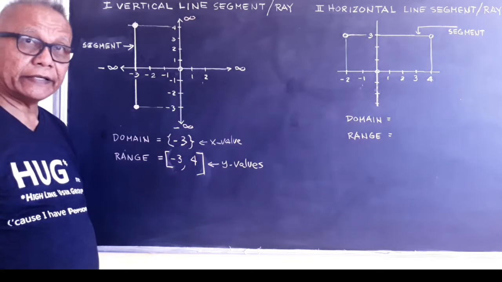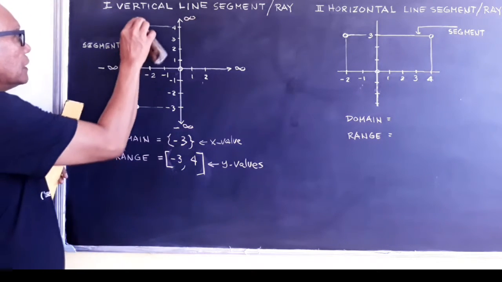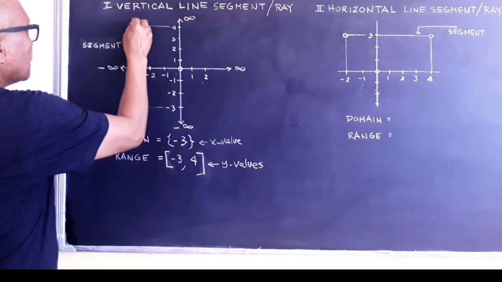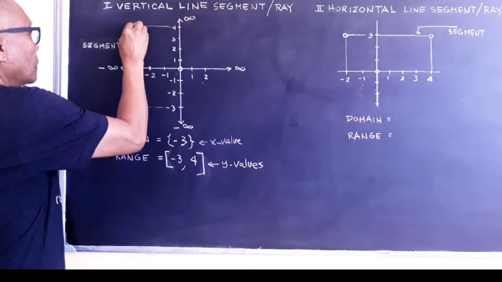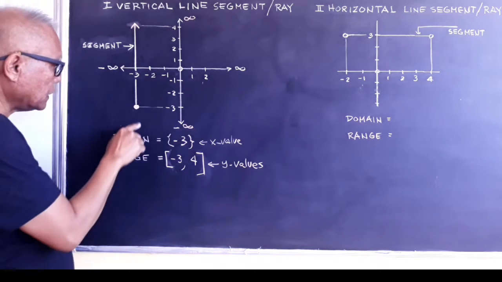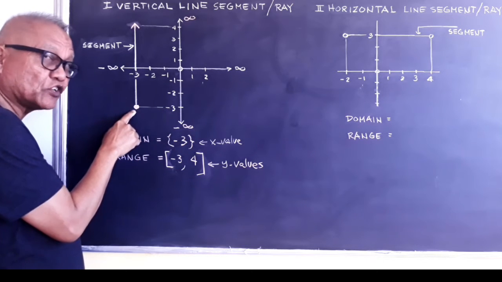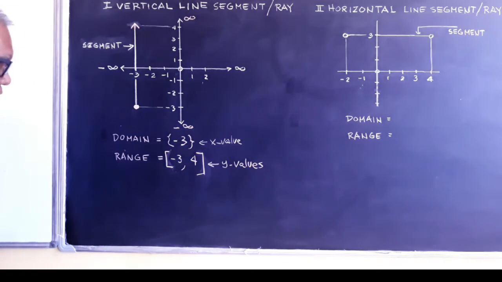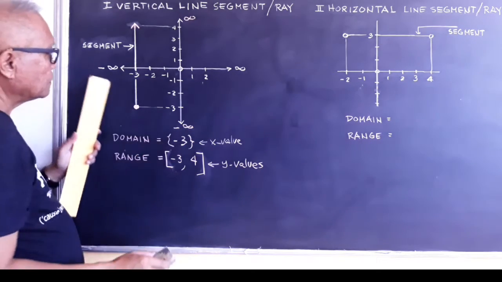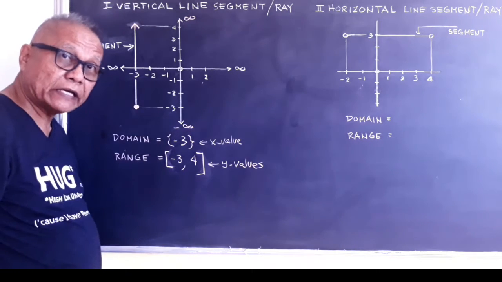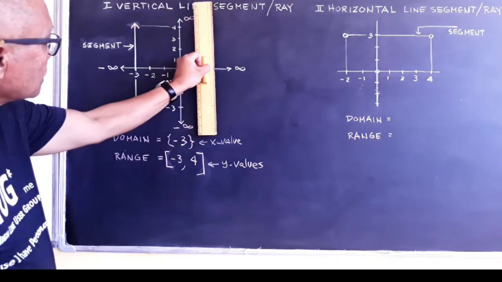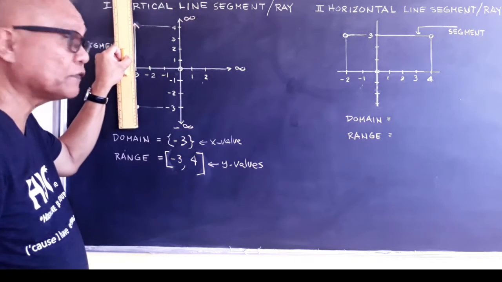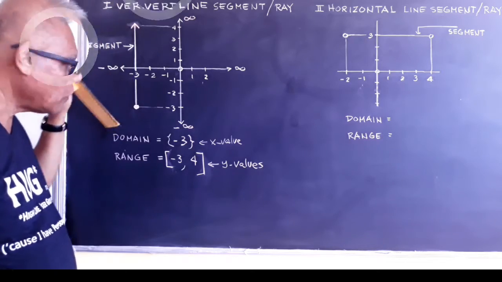What if that is a ray? Okay, let's have a ray here, and our arrow is here, pointing up. The endpoint of our ray is at -3, still shaded. Careful. Always take note if it is shaded or unshaded. So, what is the domain? Still the domain is the same, because if you use the vertical line test, it will intersect only here, at -3. So the domain will not change.